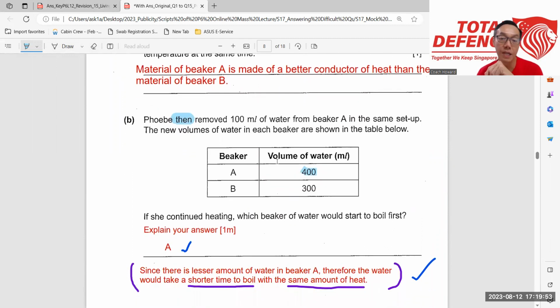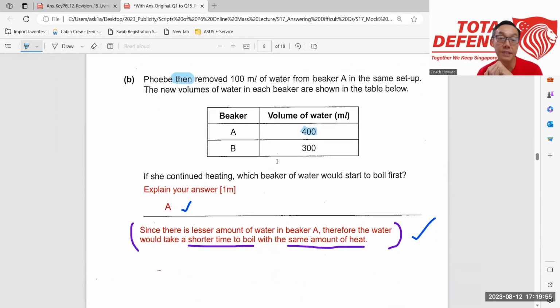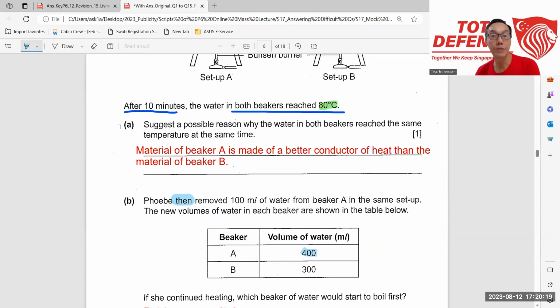Correct? So I say explain your answer. Since there is a lesser amount of water in beaker A, the water would take a shorter time to boil with the same amount of heat. So you must mention this, same amount of heat. Would take a shorter time to boil with the same amount of heat. So I will screenshot this and send to you all.